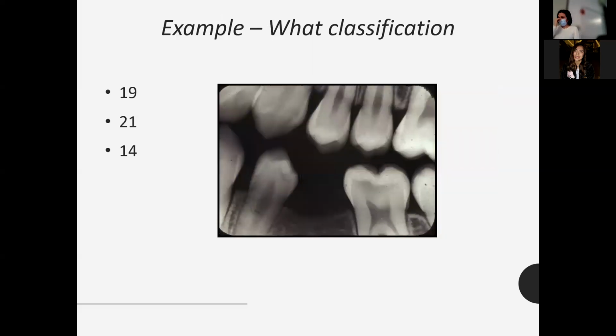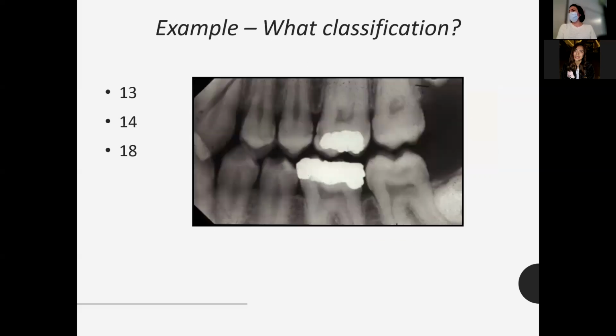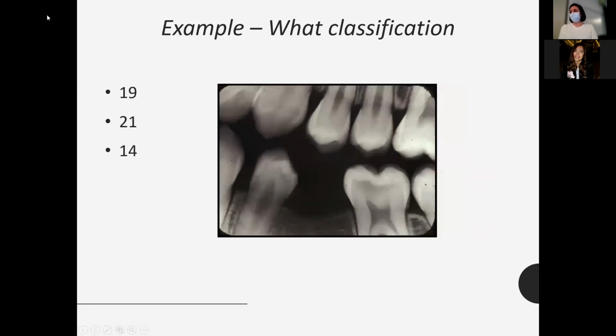Okay, 19, 21, and 14. So let's see. No, go back. So on 14 up here, some of these I made circles, some of them I didn't. On 14, we have a little decay here. And I can see with my eyes, at least, it comes to here, which would be more than halfway. We got a class 2 on 14.